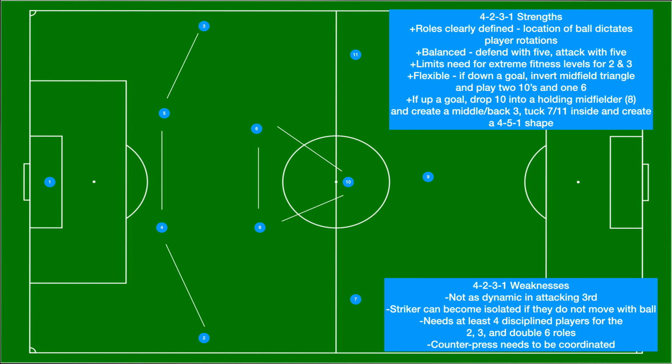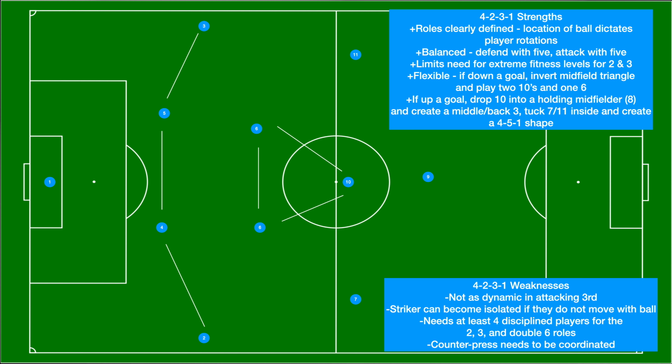Some of the weaknesses of the 4-2-3-1: you're not as dynamic in the attacking third because you're attacking with 5 players while holding 5 players in reserve, so it is not as dynamic as perhaps other formations. However, bringing one of the weak side players into the attack when needed can provide that extra player and create overloads again on both sides of the field.